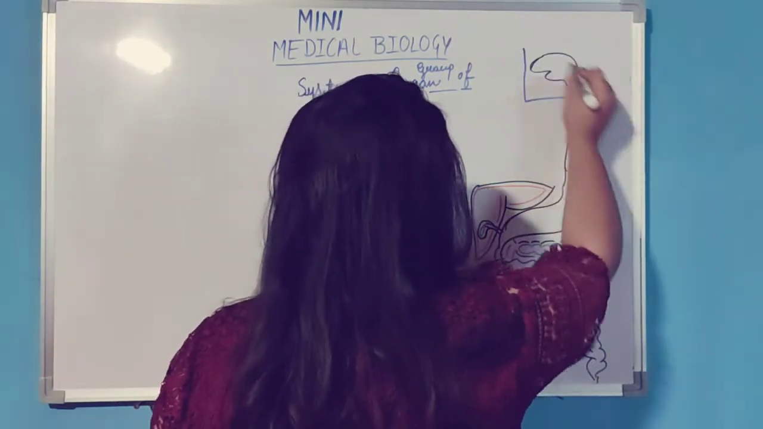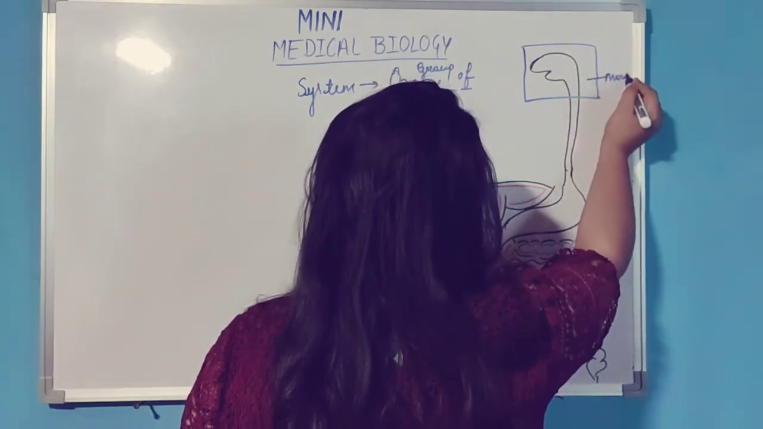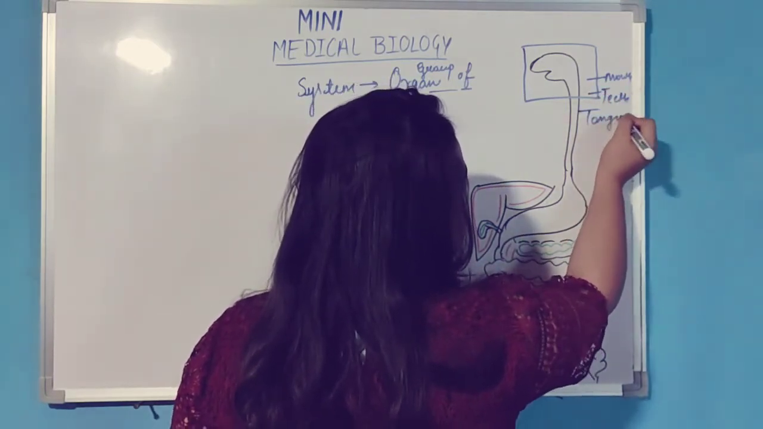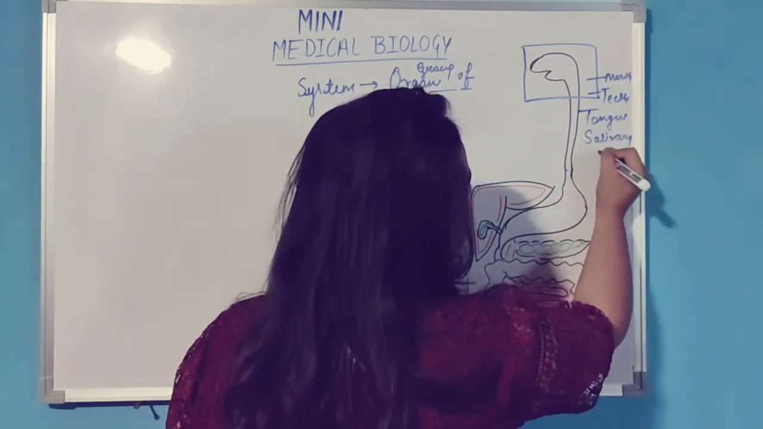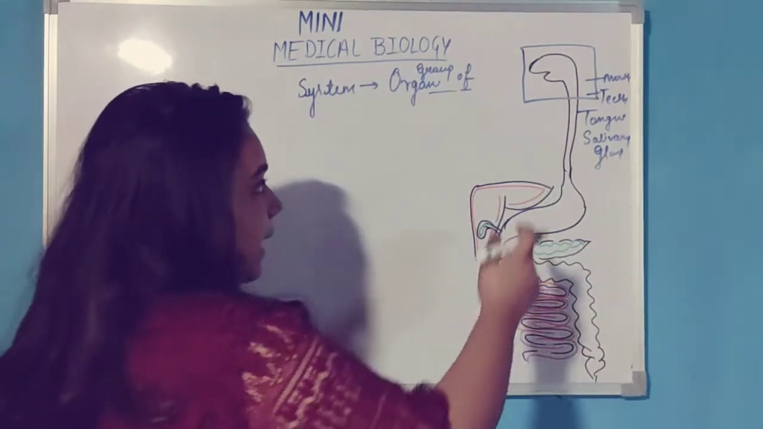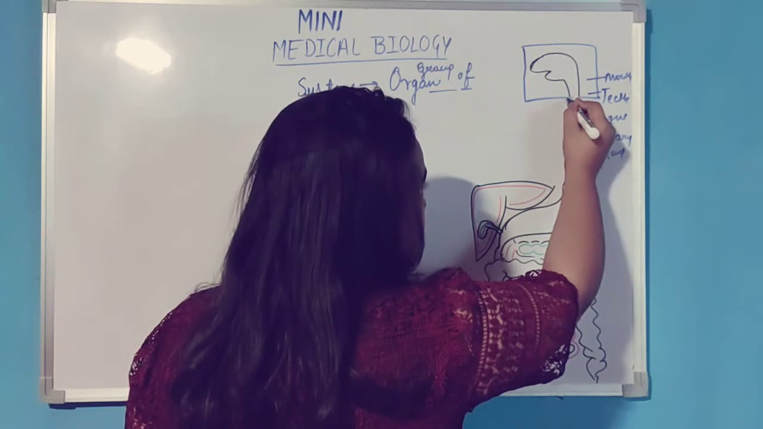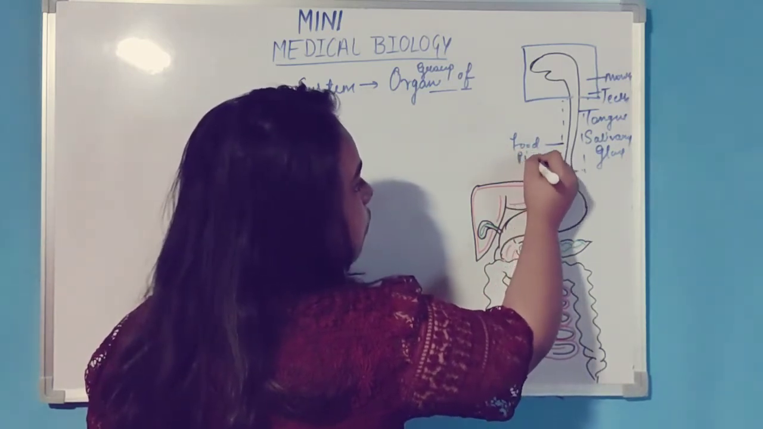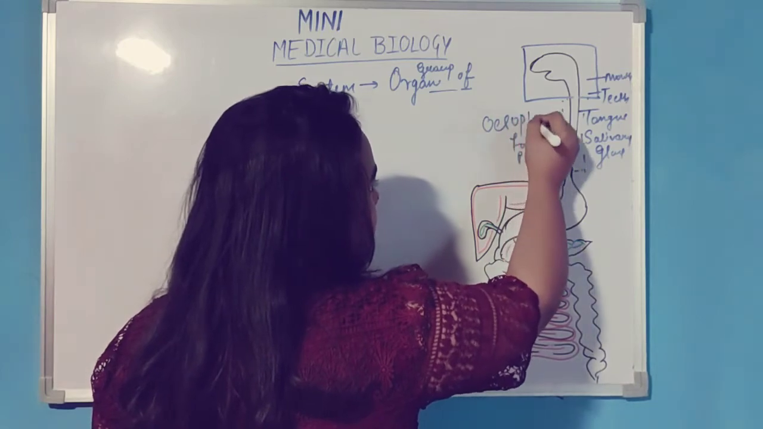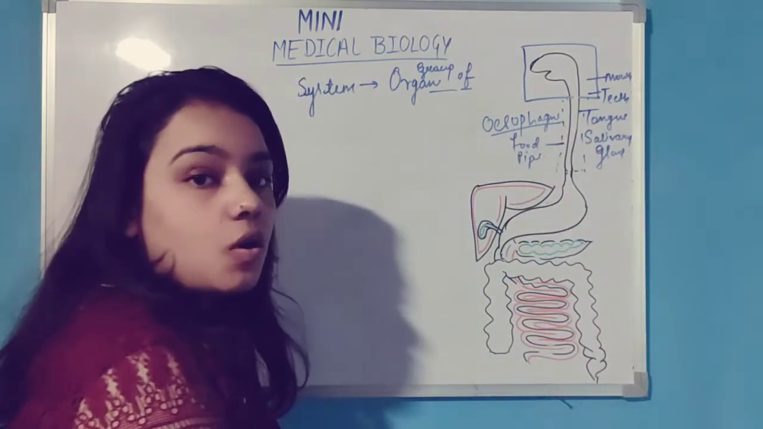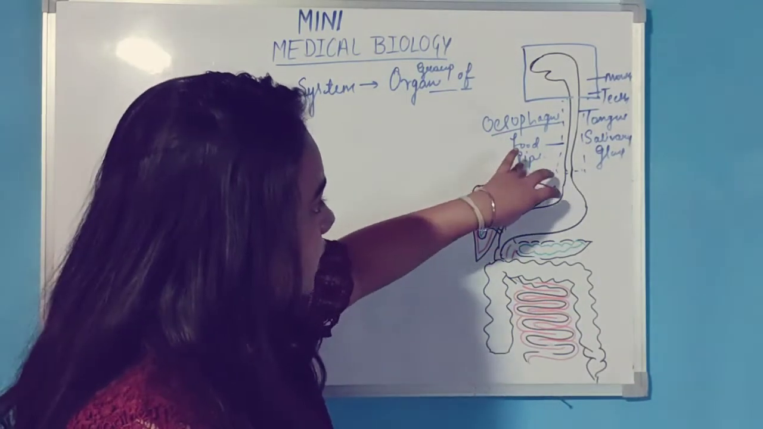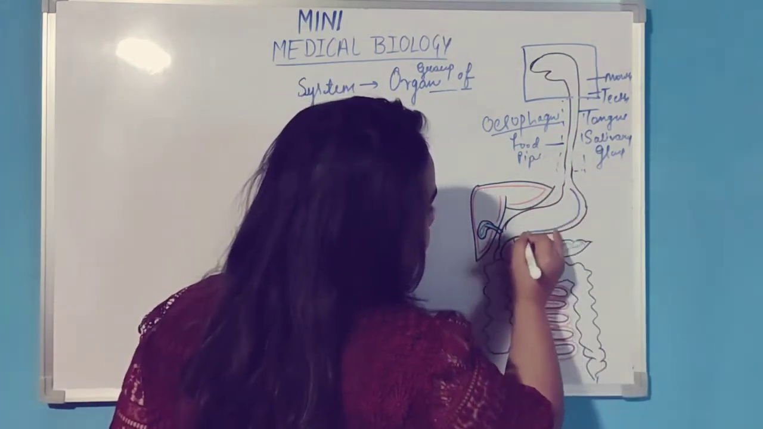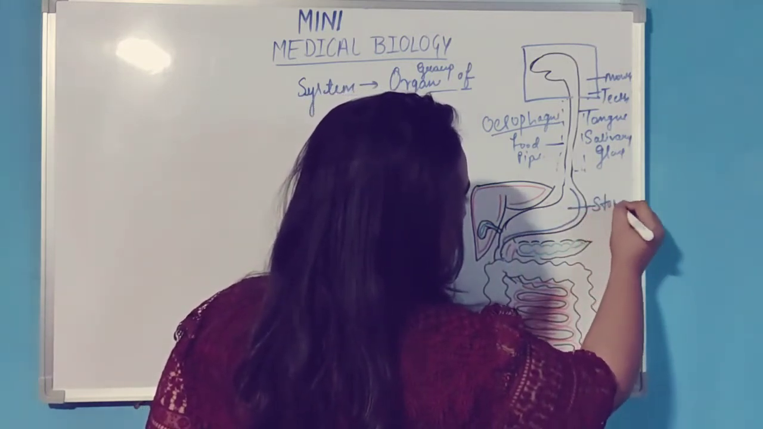This is your mouth part, which comprises teeth, tongue and salivary gland. After the mouth part, we have this long structure which is known as the food pipe, or you can say esophagus. After the esophagus, your food reaches the stomach region. So this long structure is the stomach portion.